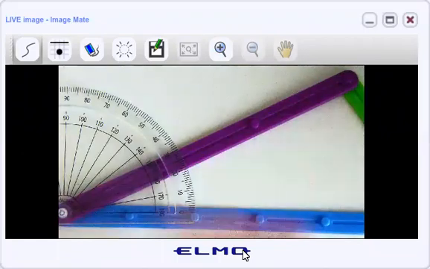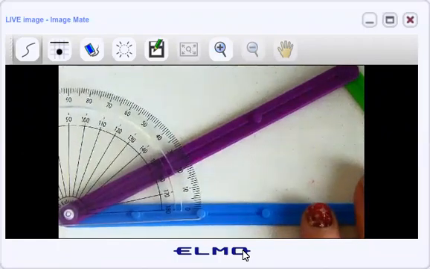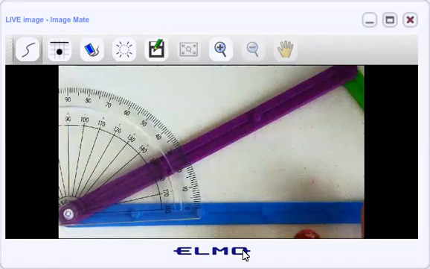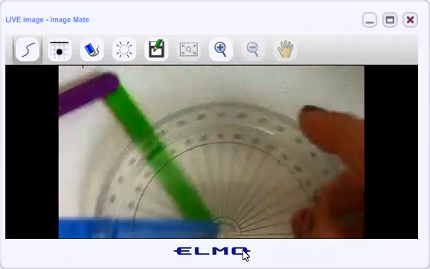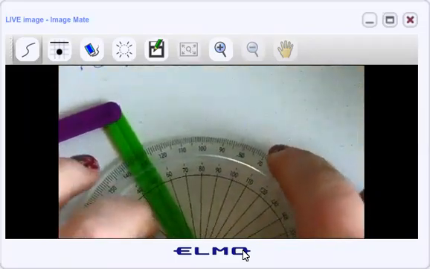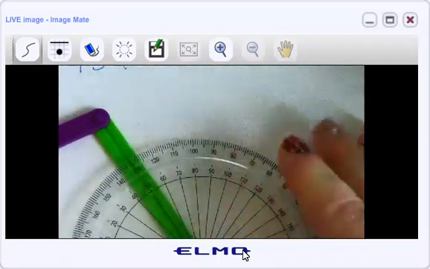Anyway, so yes, you can see that this angle looks like it's right about 25 degrees. And if you wanted to see this one, I'll just snap it on here. It snaps right on, so you know it's perfect every time.